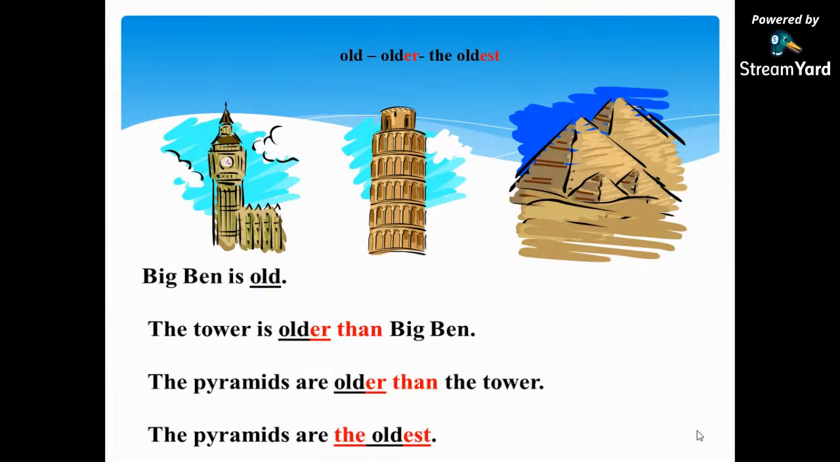And here we have some examples. We have the Big Bang, the Tower of Pisa, and the pyramids. The Big Bang, it's old. The tower is older than the Big Bang. The pyramids are older than the tower, and the pyramids are the oldest of the other ones that we already mentioned.